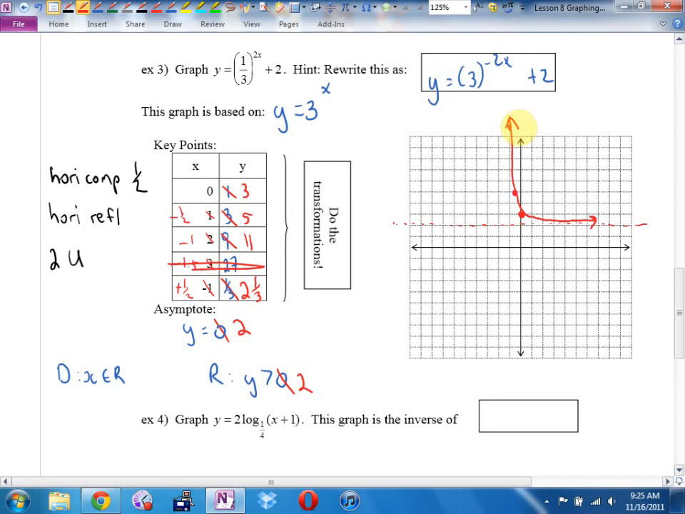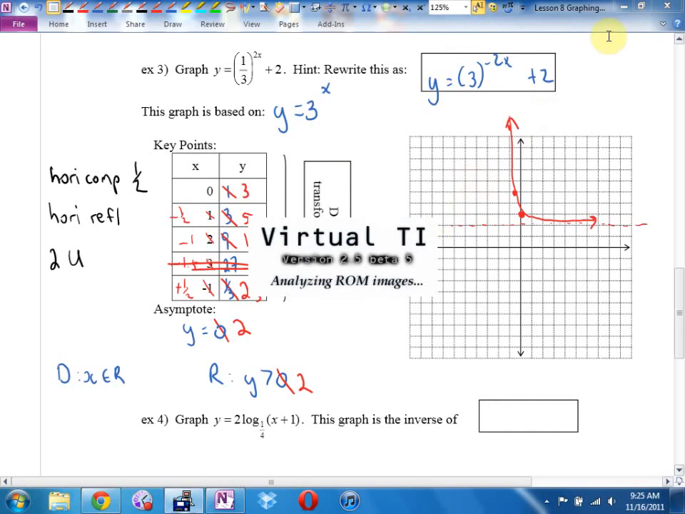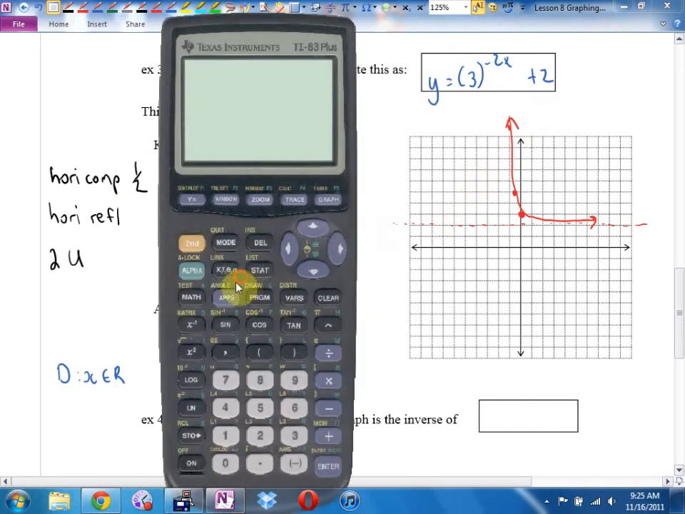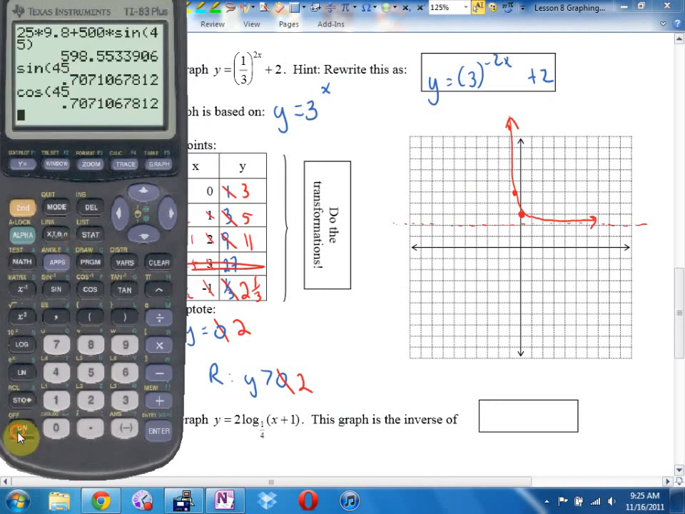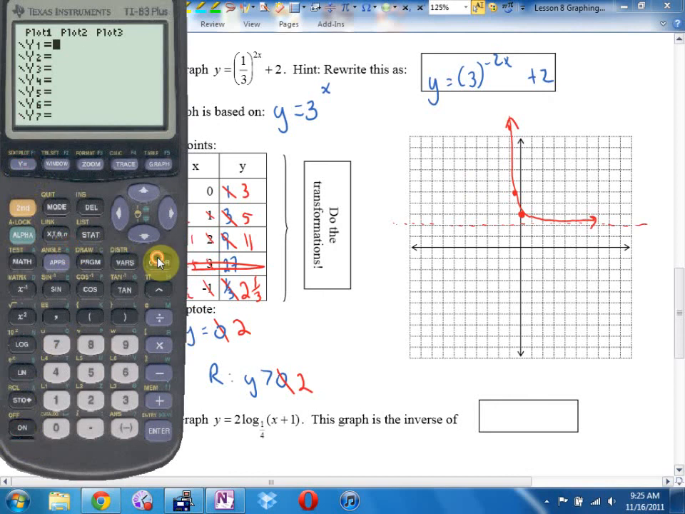Okay. How could we check our answer? Get your graphing calculators out. Clear any graphs you have in there. I'm going to type in this equation, the original. Now, I've got to type very carefully. First of all, I'm going to have to put the one-third in brackets to the power of, and since there's more than one thing in the exponent, I'm going to have to put the whole exponent in brackets, bracket 2x, close bracket, plus 2. Enter.